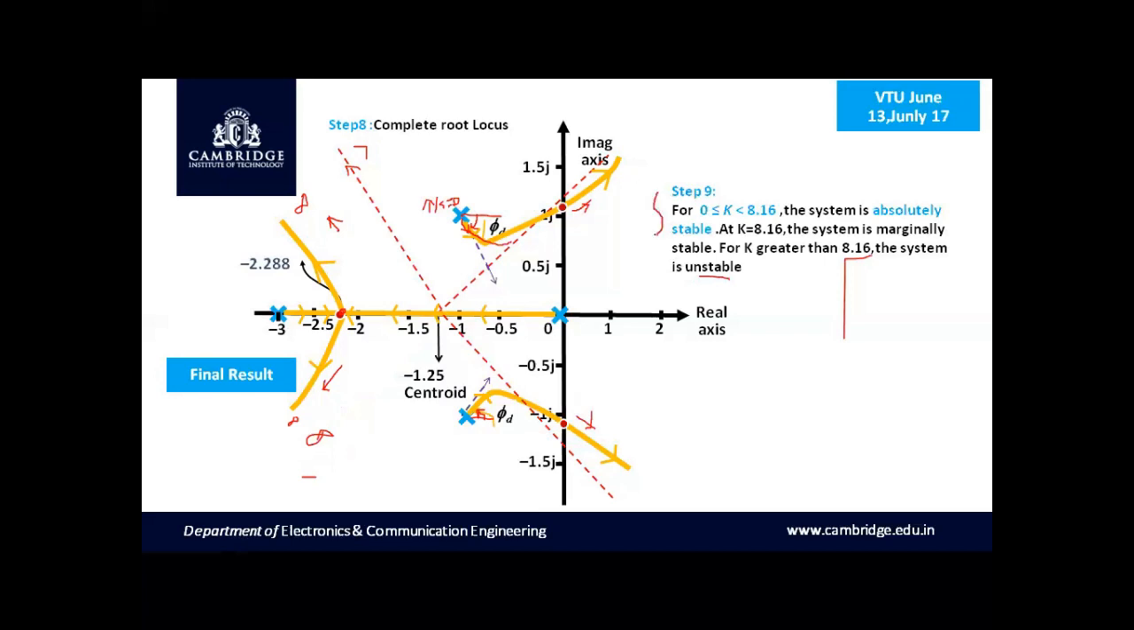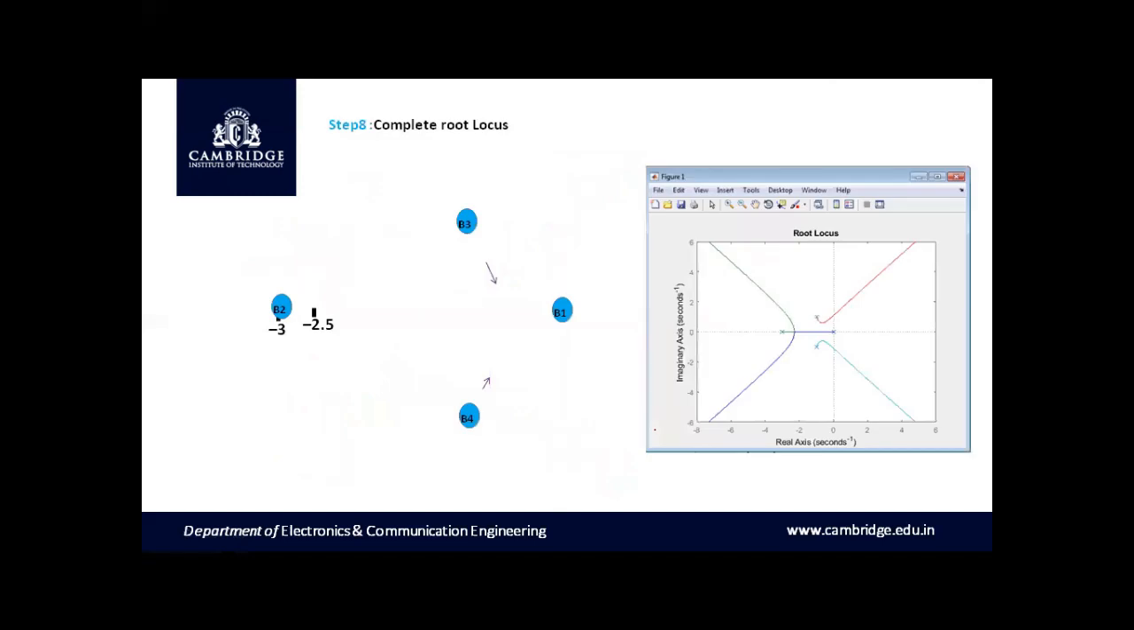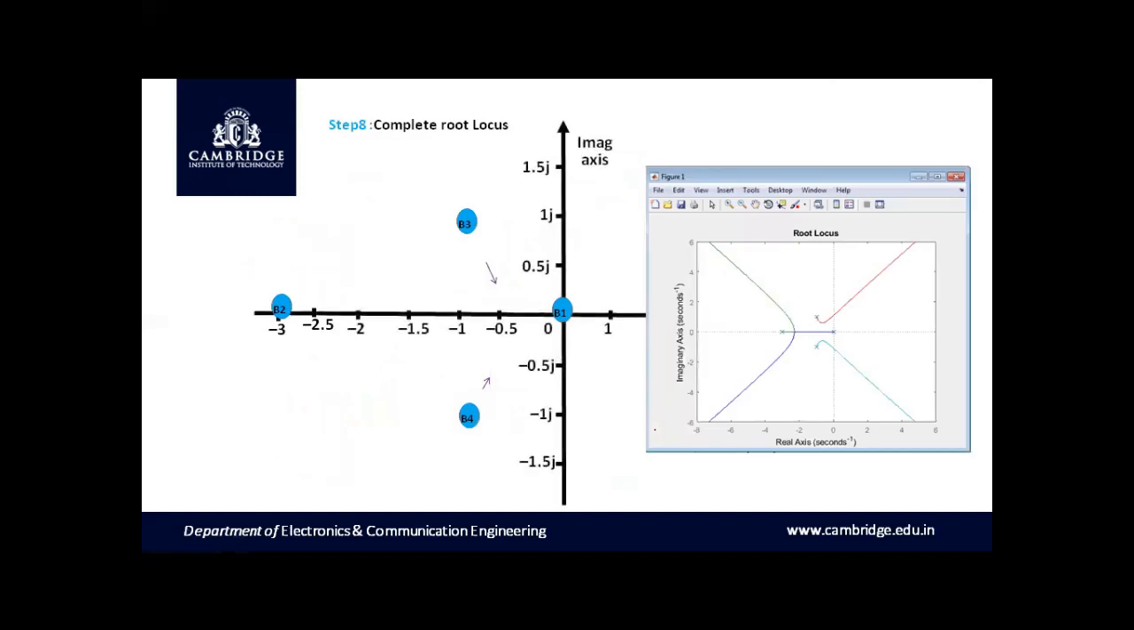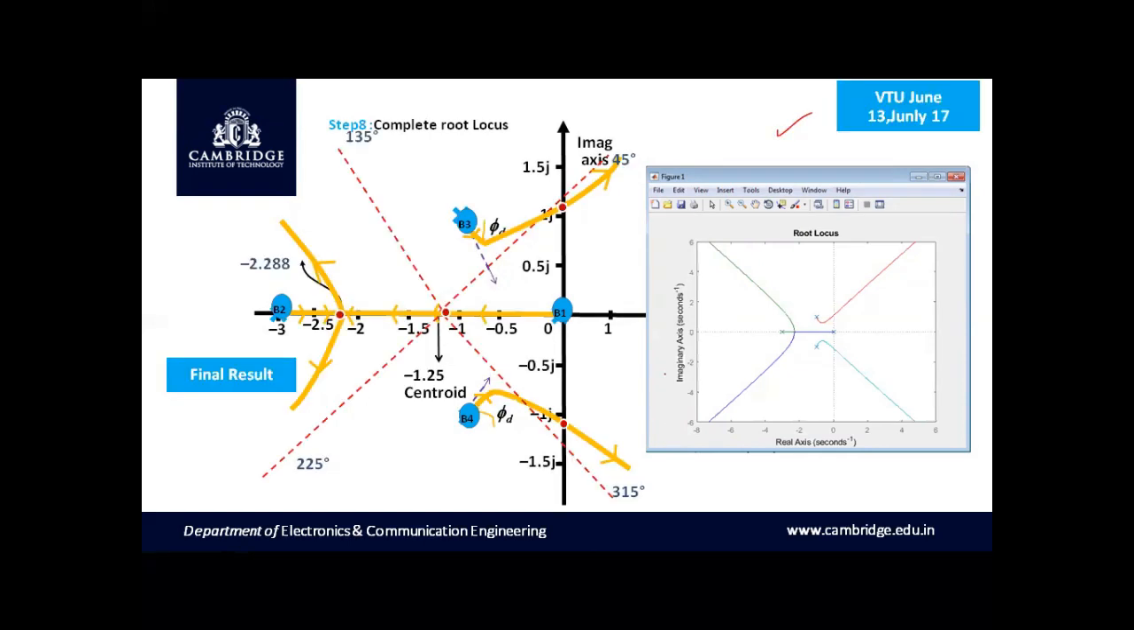And the final step is step number 9. For 0 less than k less than 8.16, the system is absolutely stable. And when k equals 8.16, the system becomes marginally stable. And when k is greater than 8.16, the system becomes unstable. This gives a complete sketch of the root locus. Now let us compare the output which we have obtained with the output obtained from MATLAB, which has been shown on the right side. In this example, we have a total of 4 branches.